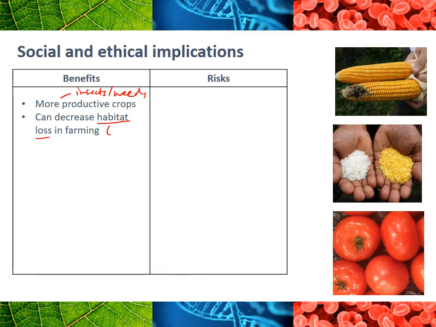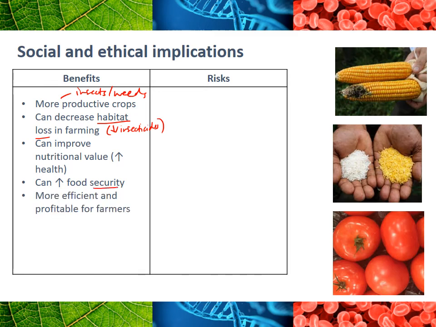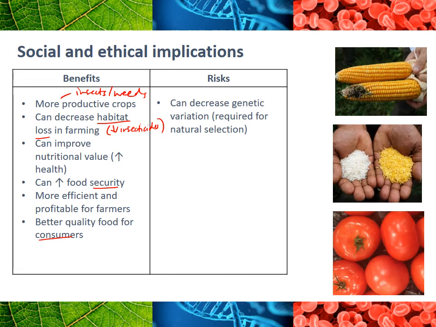crops are resistant to insects, then farmers don't need to use insecticides as much, so the sprays that kill insects. It can improve nutritional value of food, which we talked about before, which can increase health. It can increase food security, so there's more food available around the world. It can be more efficient and therefore profitable for farmers. It gives better quality food for us as the consumers. Obviously, we want nice quality food that doesn't rot straight away.